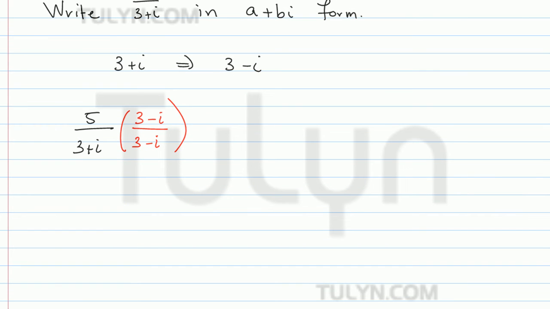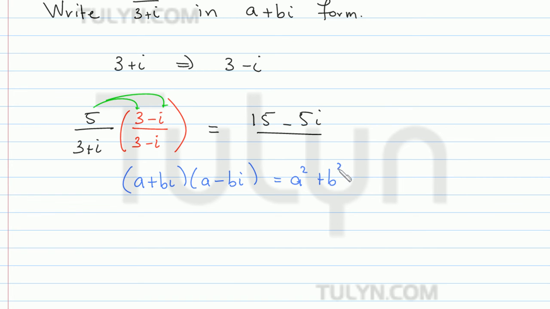So now, for the numerator, we can use the distributive law to distribute that 5 into this difference, right? So 5 times 3 is 15 minus 5i. That's our numerator. And then for the denominator, you can use the rule of conjugates, which says that if you have a plus bi and you multiply it by a minus bi, the result is going to be a squared plus b squared. In this case, a is equal to 3, right? That's the first term. And b is just equal to 1, since it's 1 times i.